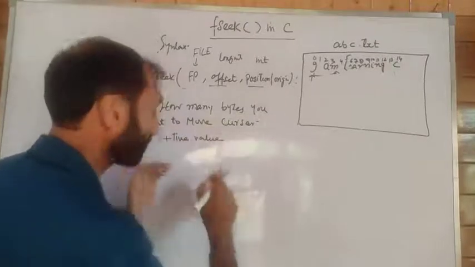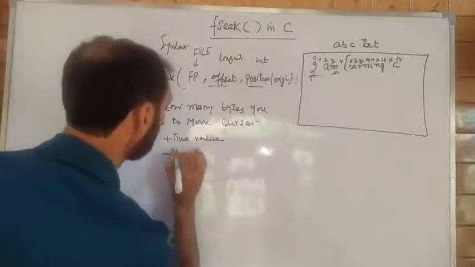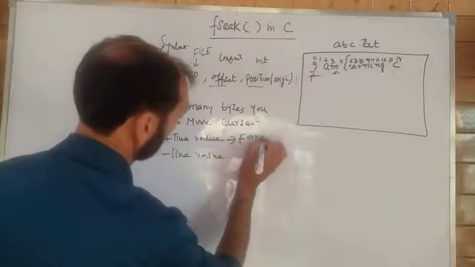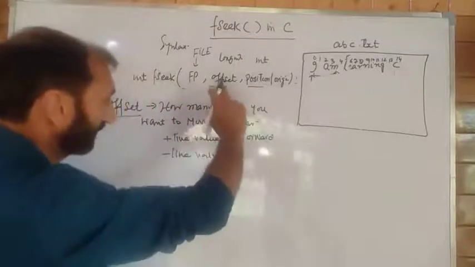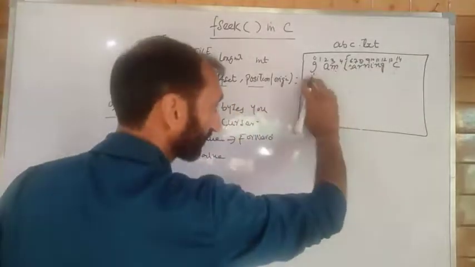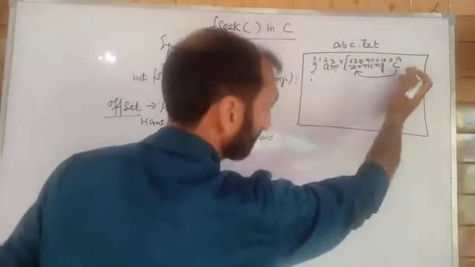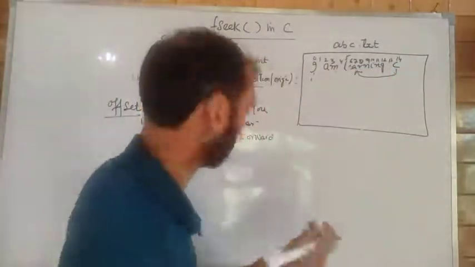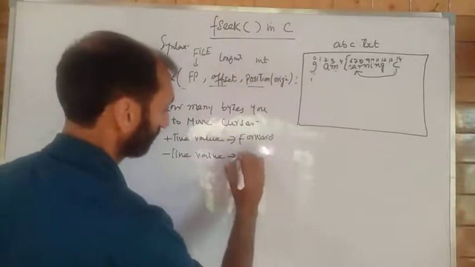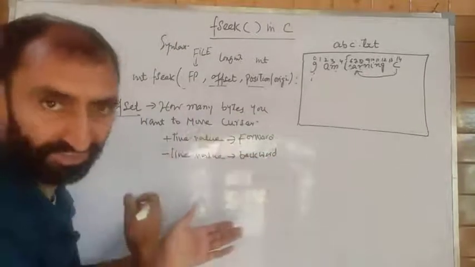A positive value indicates to move the cursor forward, and a negative value indicates backward. For moving the cursor forward, we use a positive value, and in case we want to move the cursor from N to this position, that is, move the cursor backwards, in that case we can use a negative value. That means a negative value shows the backward position, that the cursor is moving backwards.